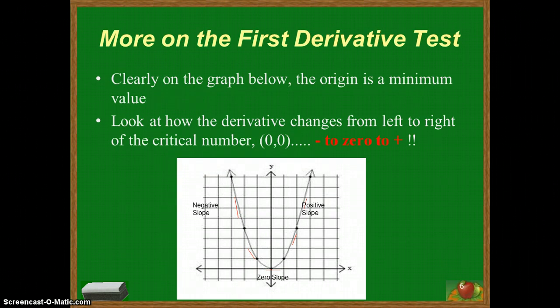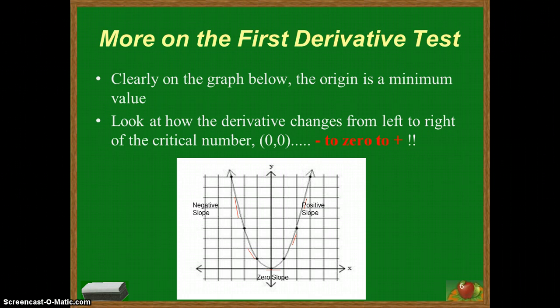If you look at this, you can see clearly the origin is a minimum value for the function. So let's look and see how the derivative changes as we go around the critical number of 0, 0. Looks to me like the derivative goes from negative to 0 to positive. Okay, so for any case where you have a derivative changing from negative on the left-hand side of a critical number to positive on the right-hand side of a critical number, that critical number is going to be a minimum. The converse would be true for maximum.